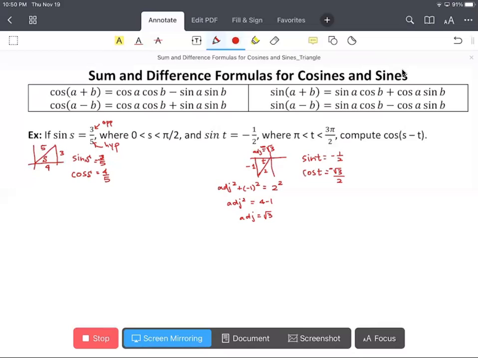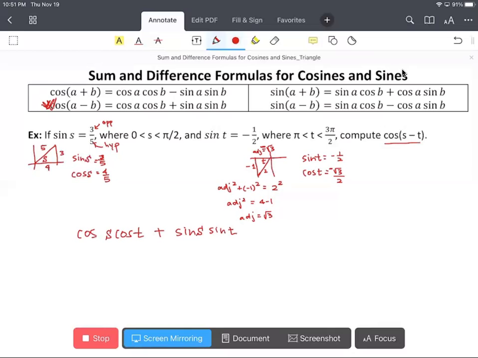And the question is asking to compute cosine of s minus t. So we can use the cosine A minus B formula from our box. Let me set it up: cosine S cosine t plus sine S sine t. That's what we're going to use in order to compute our example.